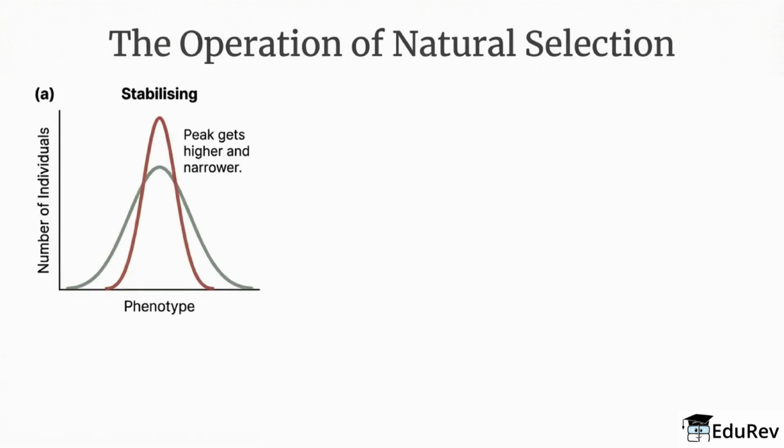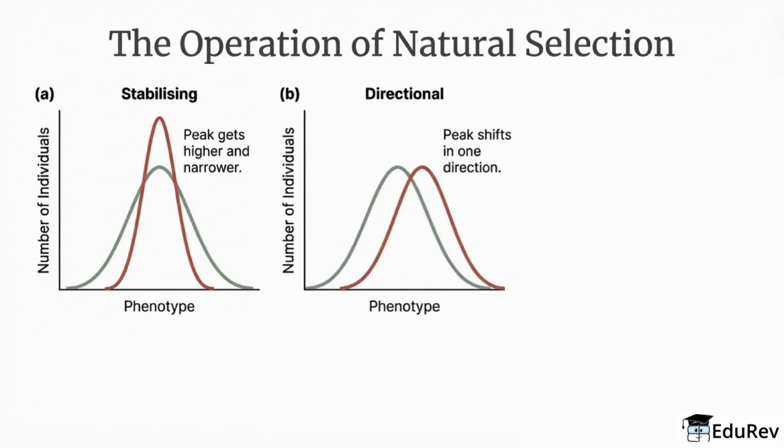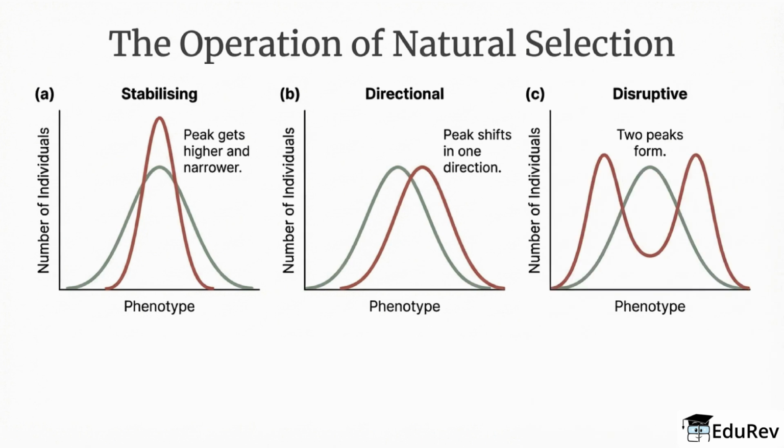Natural selection operates in distinct modes. Stabilizing selection reduces variation around an intermediate phenotype. Directional selection shifts the population mean toward a new phenotype. And disruptive selection favors extremes and can produce two distinct phenotype peaks that may lead to divergence.